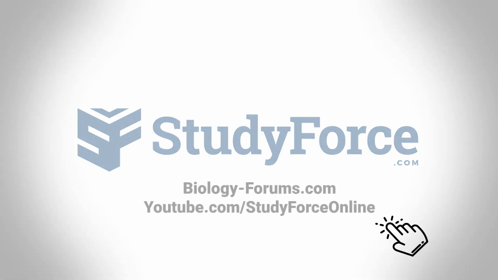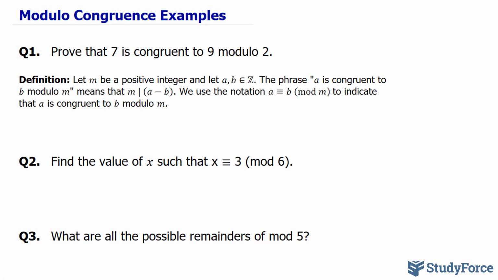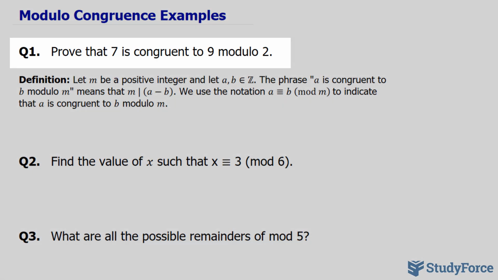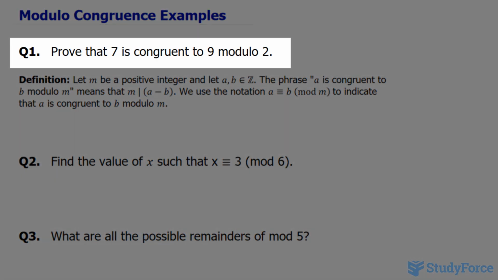In this tutorial, we'll look at a bit of number theory and we'll focus on modulo congruence. I have 3 examples prepared, and the very first one asks, prove that 7 is congruent to 9 modulo 2.